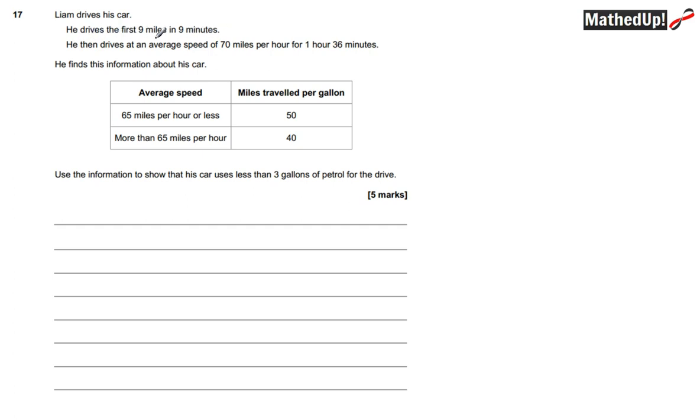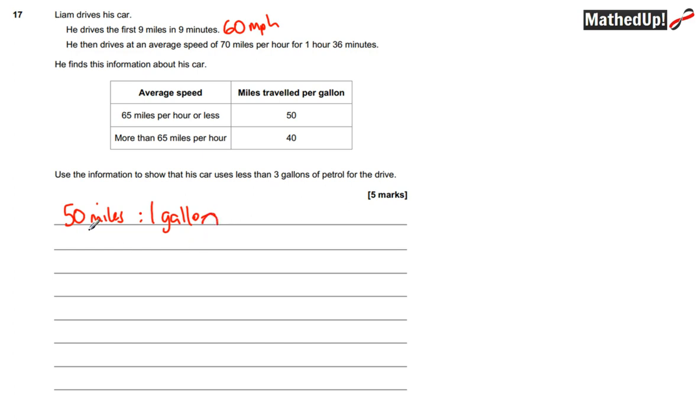So he drives the first 9 miles in 9 minutes. So that's 1 mile per minute, which is 60 miles per 60 minutes. So that there is 60 miles per hour. Okay, so we know that initially he's driving 60 miles per hour, which is less than 65 miles per hour, so it's 50 miles travelled per gallon. So let's concentrate on this part first of all. So 50 miles would be 1 gallon.